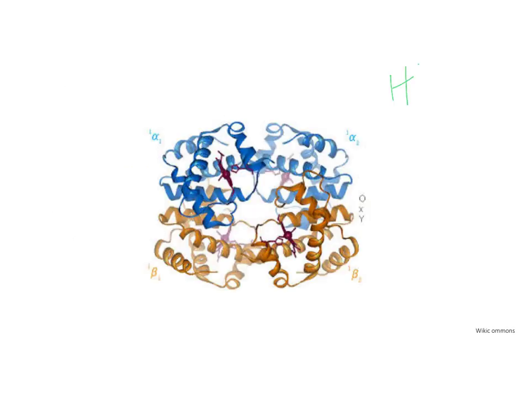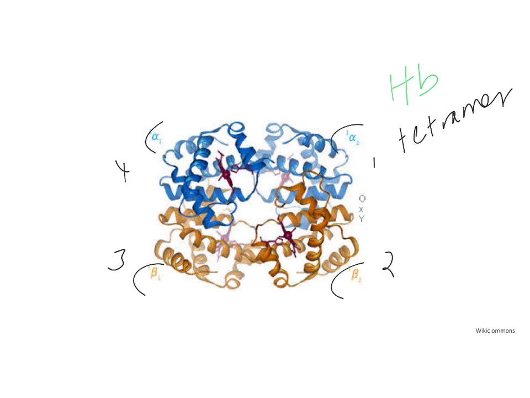So here is a picture of hemoglobin. You can see that it has 1, 2, 3, 4 subunits. That makes it a tetramer. And this alpha and beta does not refer to alpha helices and beta sheets. Hopefully you can see that there really aren't any beta sheets. But the alpha and beta refer to two different primary structures. They're similar, but they're not identical. So that makes hemoglobin a heterotetramer.